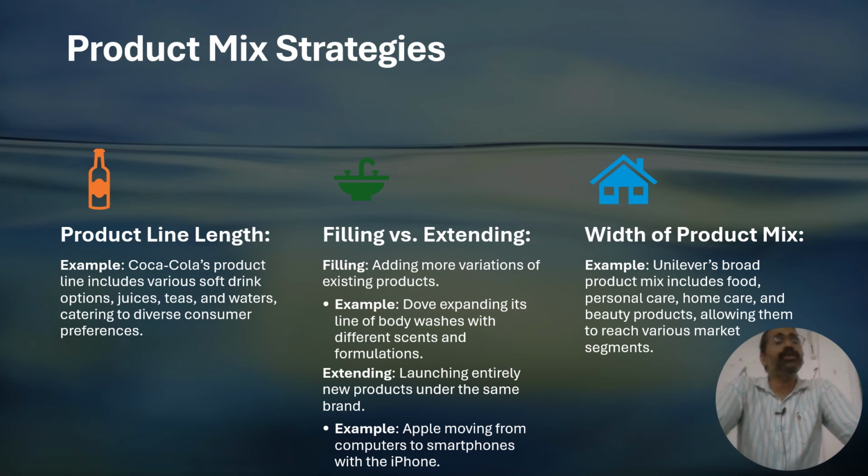And particularly when you talk about width, boys and girls, as I said earlier, the difference between product line and product depth: how many similar products are there in your brand is called product line. In the same product, how many variants are there is what we call width. For example, Unilever's broad product mix includes food, personal care, home care, beauty products. They have various market segments. Understood? That's what we call product mix strategies.